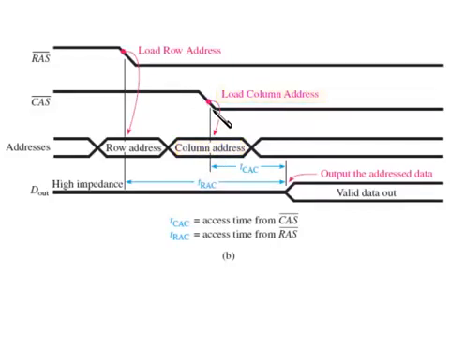So now we have the row and columns figured out, and there'll be a length of time after the CAS called the T CAC before the valid data is output at the data bus. The other time that we have to be concerned with is the T RAC, which is the length of time it takes from the RAS signal dropping low to when we have valid data out. So you have to look at the worst case between the T RAC and the T CAC to find out when you'll have valid data out.